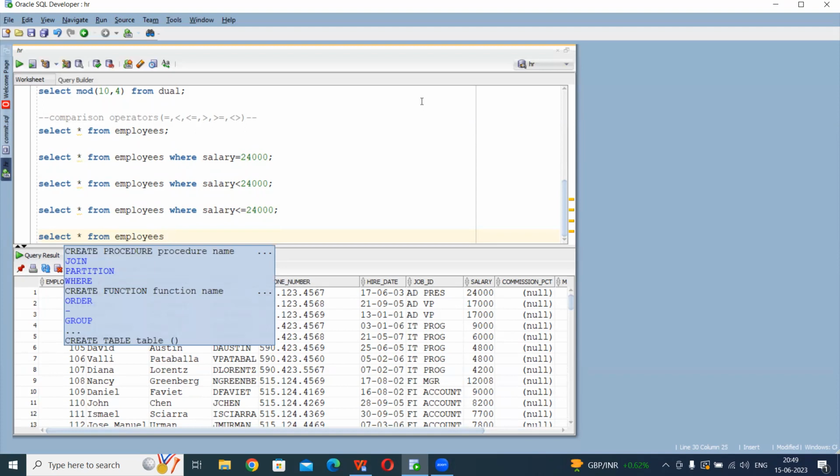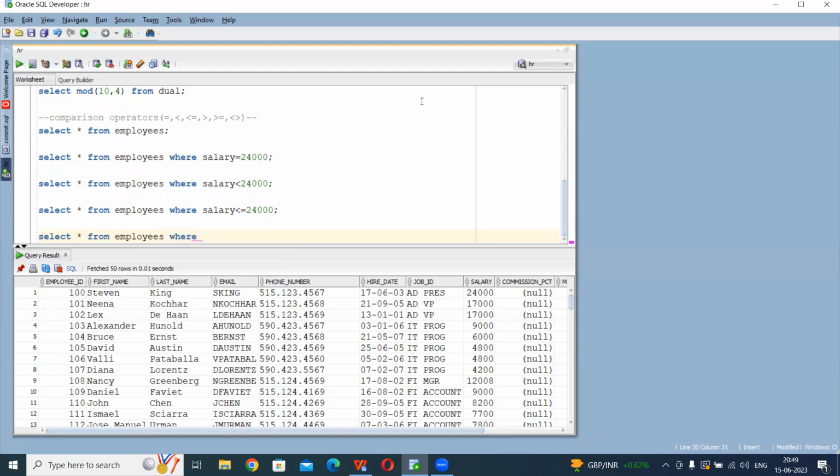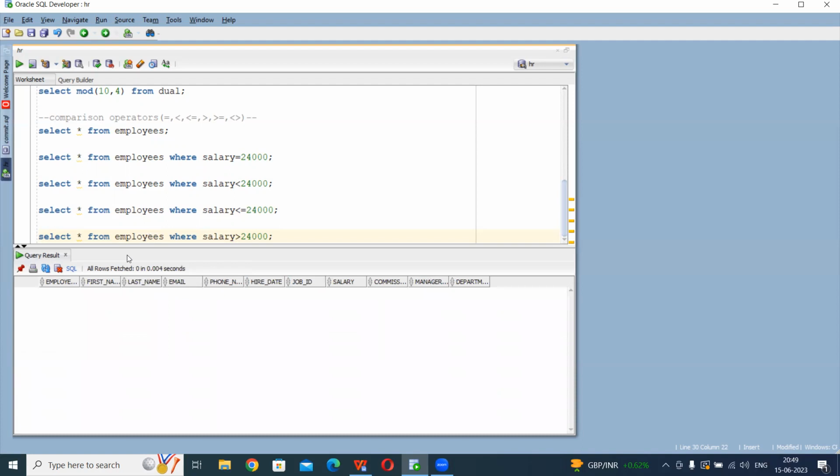Immediately after the table name, we need to use the where keyword. After the where keyword, I'm giving my condition as salary greater than 24,000. After giving the condition, we'll terminate our query with a simple semicolon. Now I'm running the query. If you observe the output window, we have 0 records. Why have we got 0 records? Since the highest salary present in the employees table is 24,000 only. There is no salary greater than this 24,000. That is the reason we did not get any records.